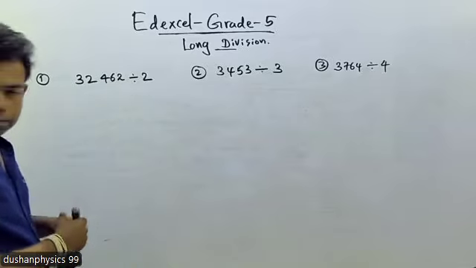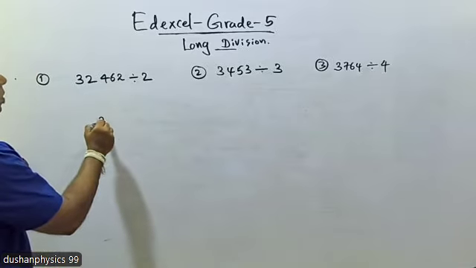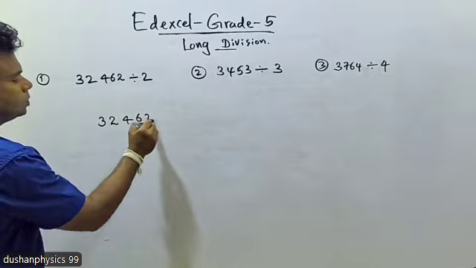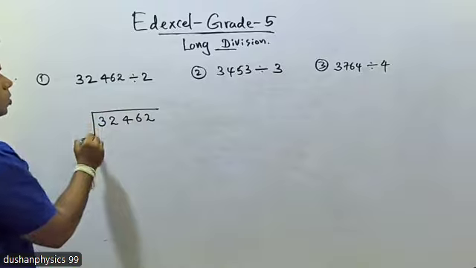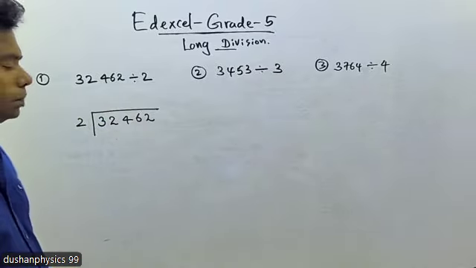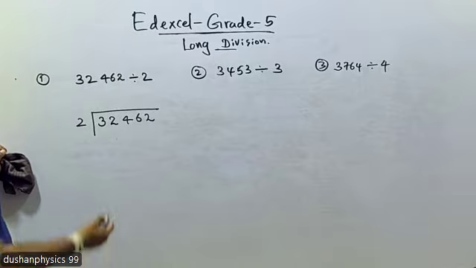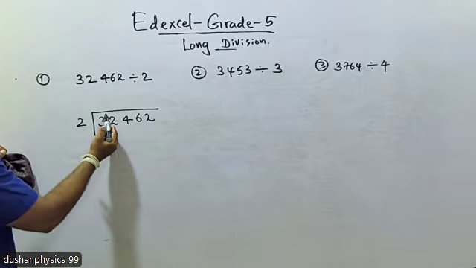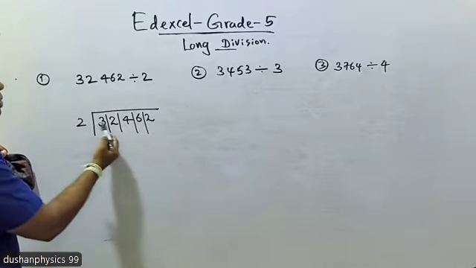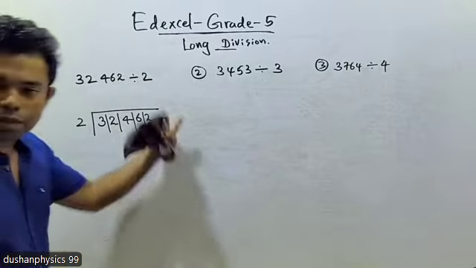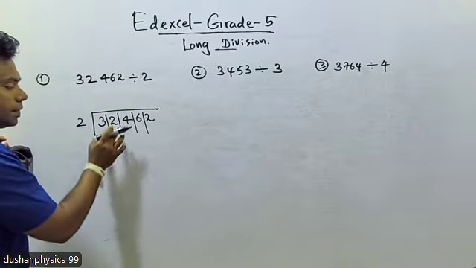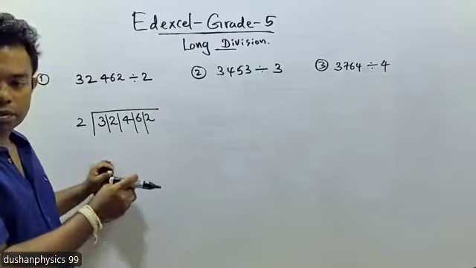32,460 divided by 2. First of all, what you have to do is write the given number and write the long division. You have to write it like this. Then what is the next step? You have to think one by one, students. That is the first step. Don't take it as a whole number. Analyze and concentrate one by one.